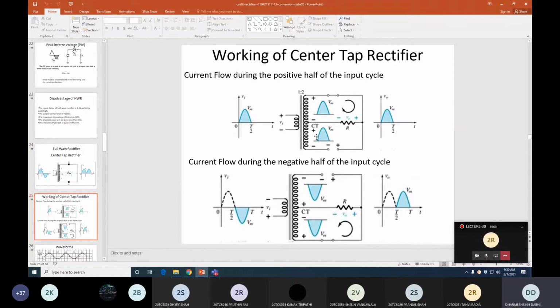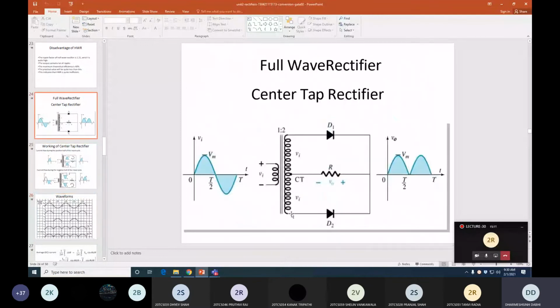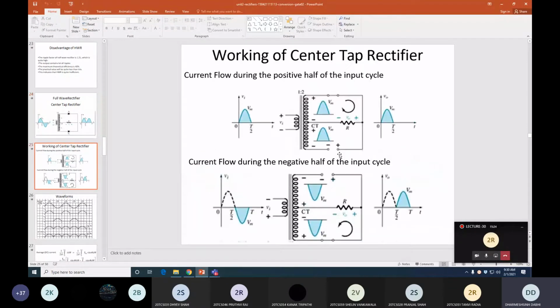But what happens at the lower terminal? You can see that the negative of the secondary supply is connected with the anode. It means here, this negative terminal is connected with the anode. It means the diode D2 is in reverse bias condition. Clear? So it will remain in off condition. So in the positive cycle only diode D1 will conduct.